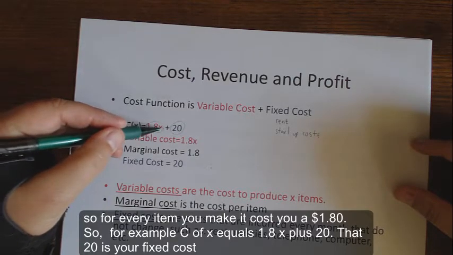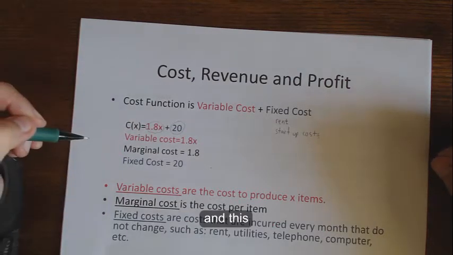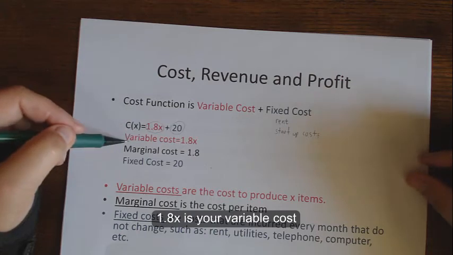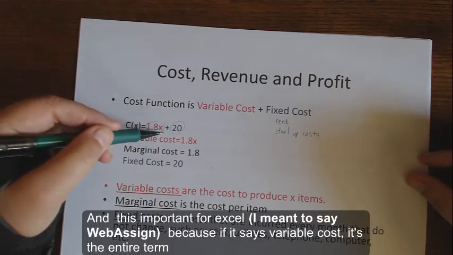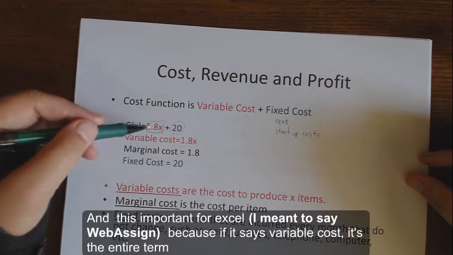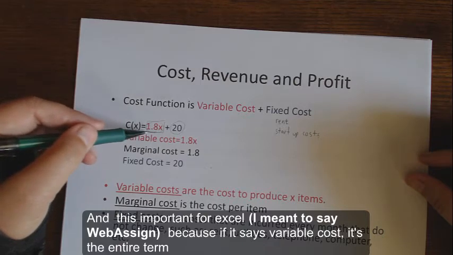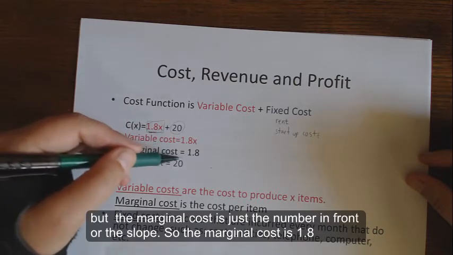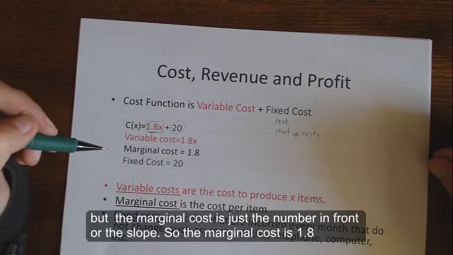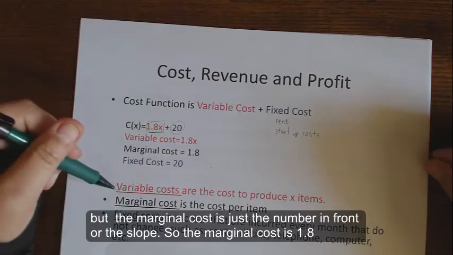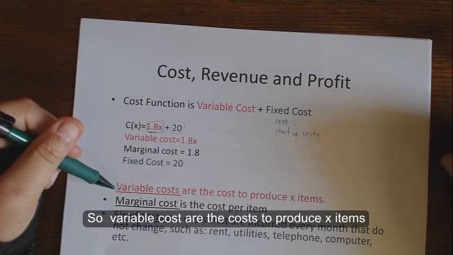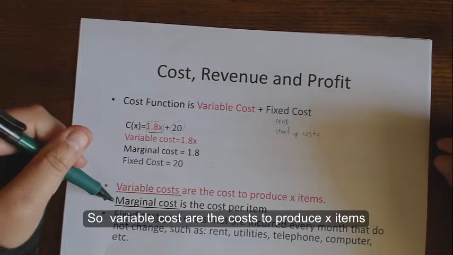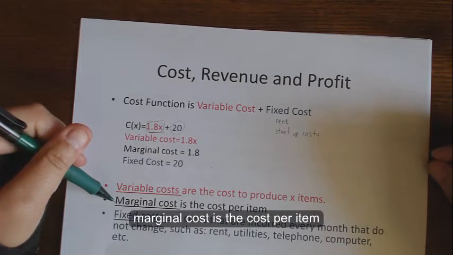And this 1.8x is your variable cost. This is important for Excel because if it says variable cost, it's the entire term. But the marginal cost is just the number in front, or the slope. So the marginal cost is 1.8. Variable costs are the cost to produce x items. Marginal cost is the cost per item.